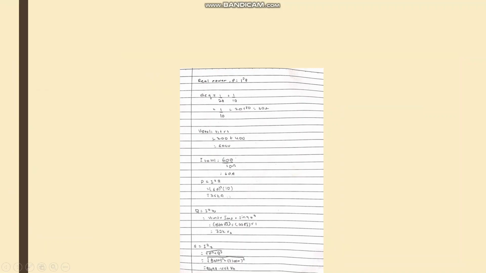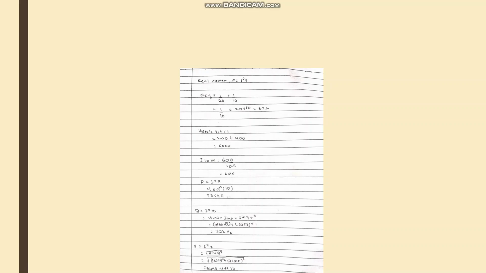Then we can calculate each current I1, I2 and I3: I1 is 20 ampere, I2 is 200 ampere, and I3 is 10 ampere. After we get I1, I2, V1 and V2, we can calculate the real power. This is P equals I squared R. We will get 30 ohm.